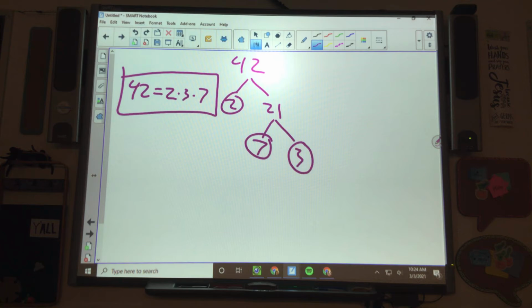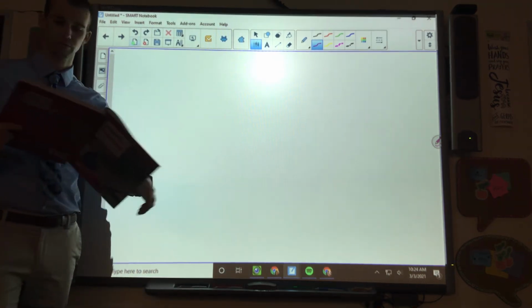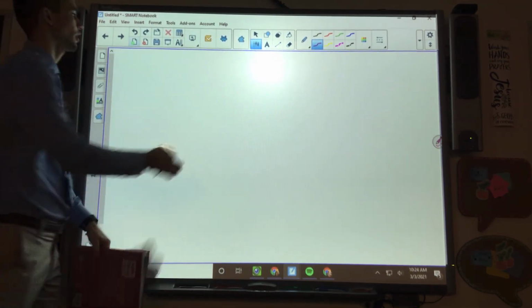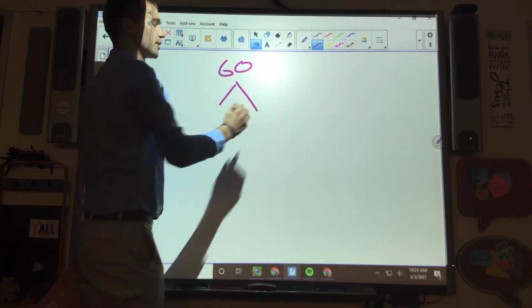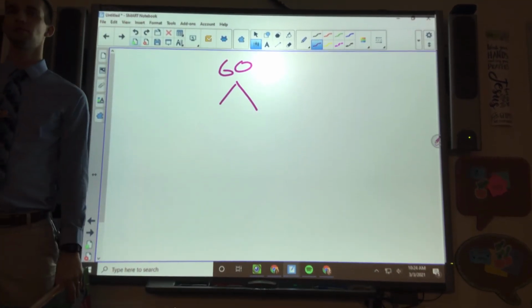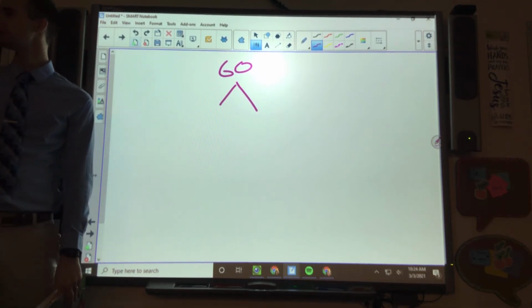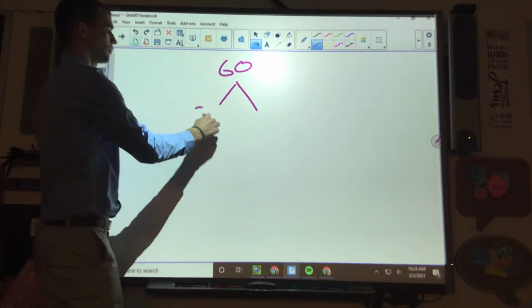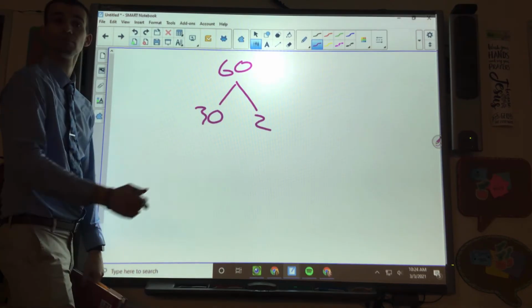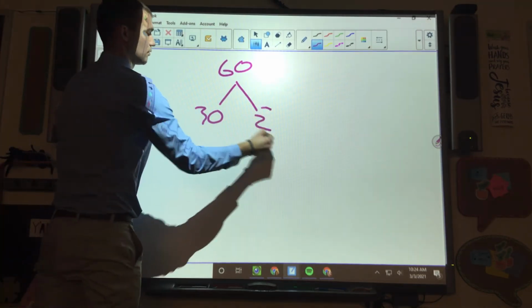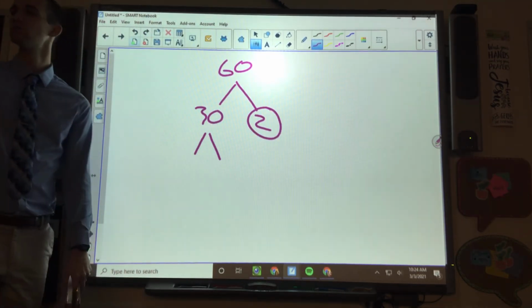All right, there are other numbers here. Let's go through a couple more. 60. 30 times 2. Are either prime? Look, 30 breaks up into 2 and 15.